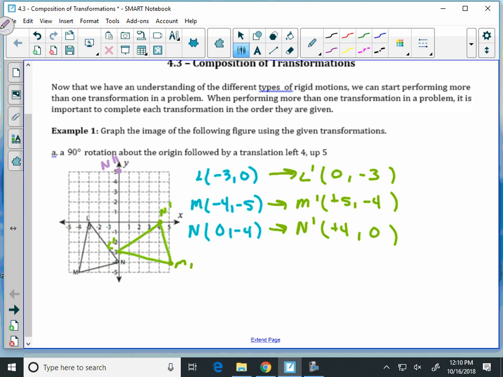Alright, and then we do the same thing with M. I'm going to go left 4, 1, 2, 3, 4, up, 1, 2, 3, 4, 5. And then L, 1, 2, 3, 4, 1, 2, 3, 4, 5. And we put double prime to indicate that it is the second figure.